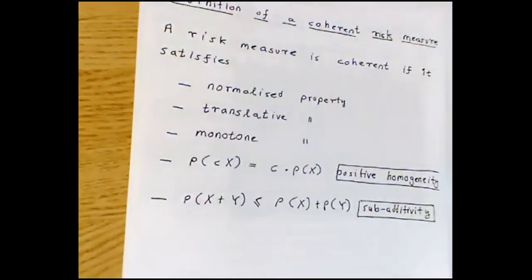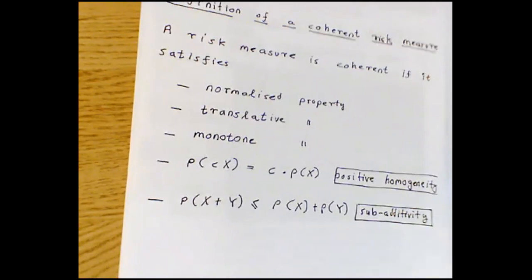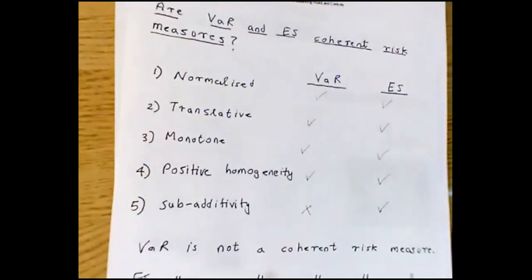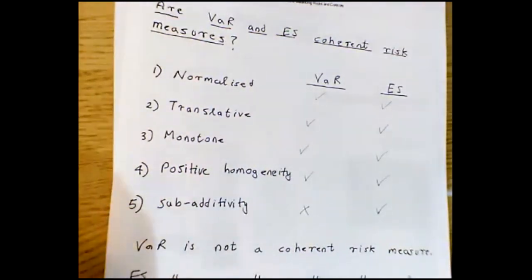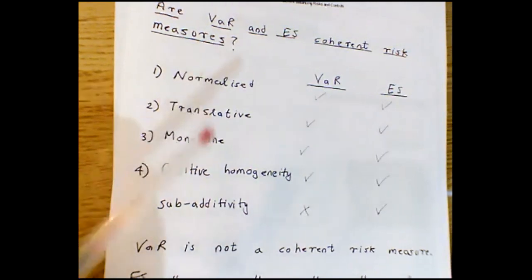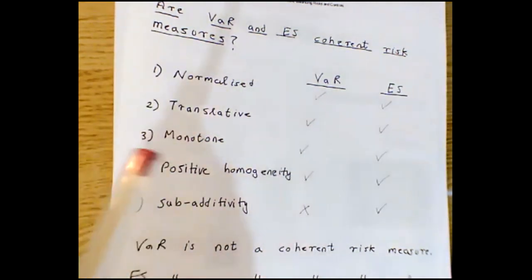Okay. The next thing, all right, I've done this already. All right, the next thing is this, right? Because we want a risk measure that is coherent. In other words, we want a risk measure that is intelligible in real life. So the question is, are VaR and ES coherent risk measures? And this table here answers that question.